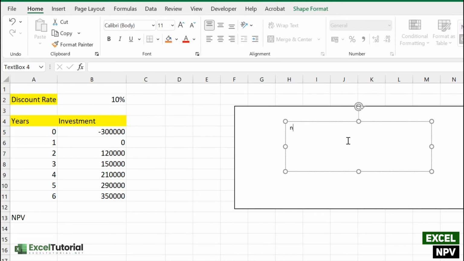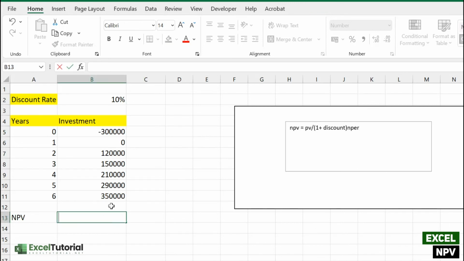NPV, traditionally, we calculate by entering our present value, divided by 1 plus the discount rate at which our present value is to be calculated, to the power of the period, or NPER here. That's how we traditionally find our net present value using a mathematical expression. And in the same way, we are going to find that when we apply such a formula here. Now in our example, we have an investment of 300,000, right? So let's find out what our NPV function is.